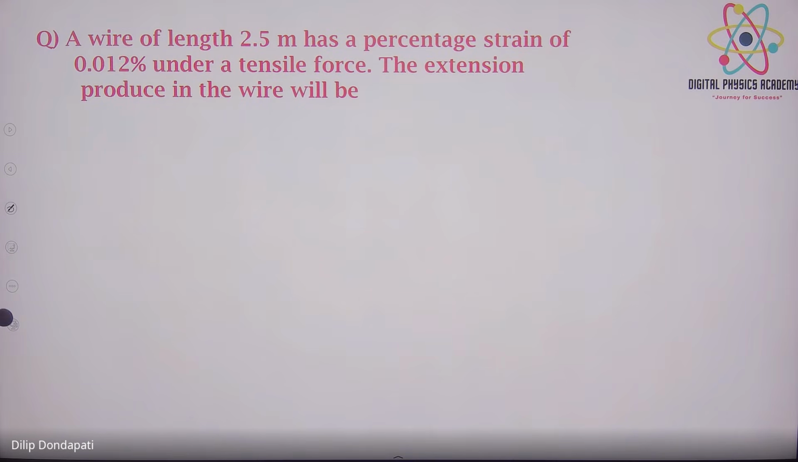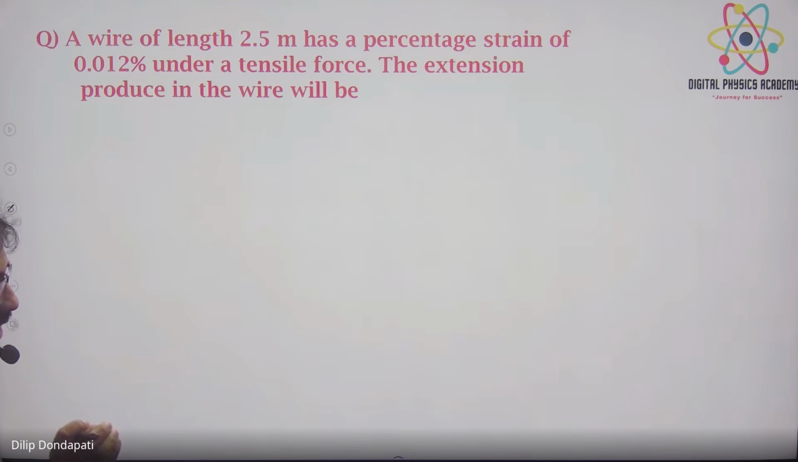Length of the wire is 2.5 meters. Percentage strain is 0.012 under the tensile force. The extension produced by the wire will be? Delta L is asked. The given strain is a percentage, so it won't just be 0.012; it will be 0.012 divided by 100 into 2.5.